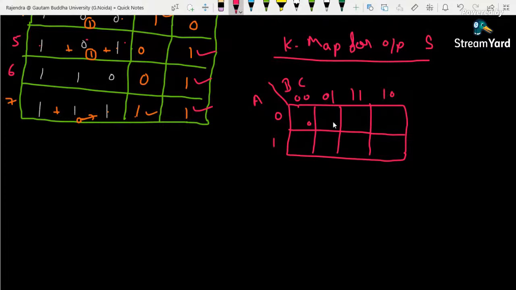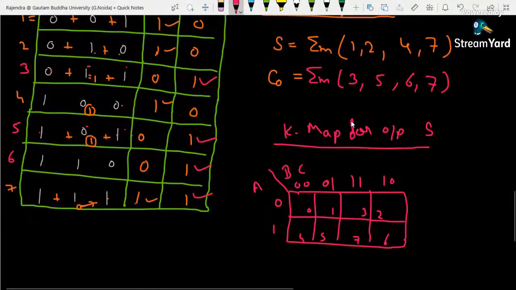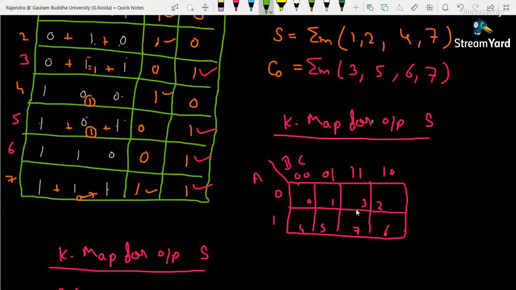Cells number 0, 1, 3, 2. Now, because this is a K-map for output S, we also need another K-map for output C naught. So here the min terms are 1, 2, 4, 7. In the K-map of S output, you fill cell number 1, min term number 2 is present here, then 4 and 7.